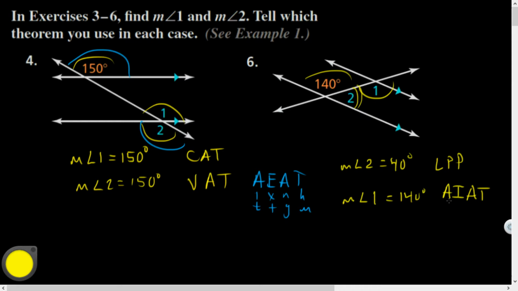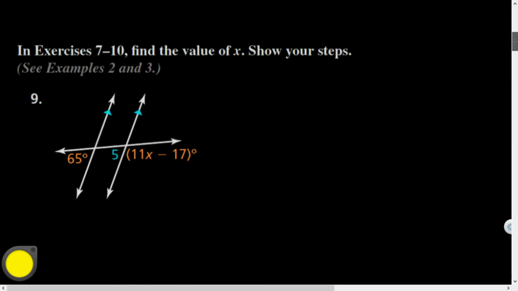I'd buy that. Alternate interior angles theorem. Also, I could have related angles 1 and 2 using the consecutive interior angles theorem, and these two would be supplementary and so on. So, there you go. Let's keep going.